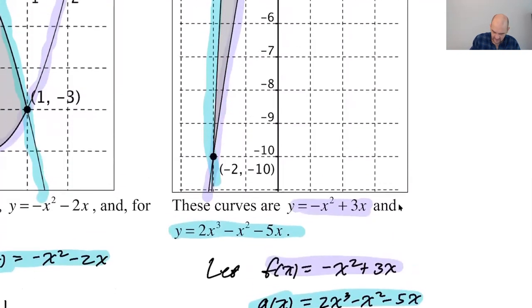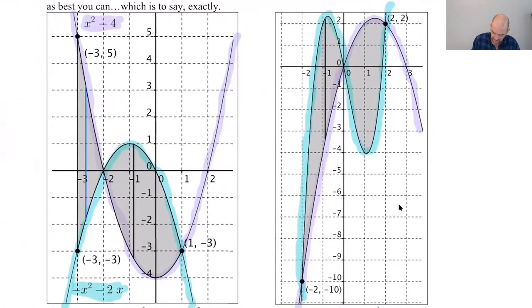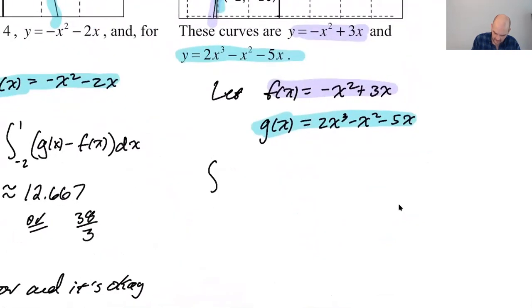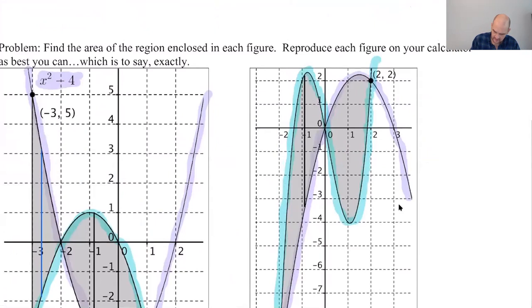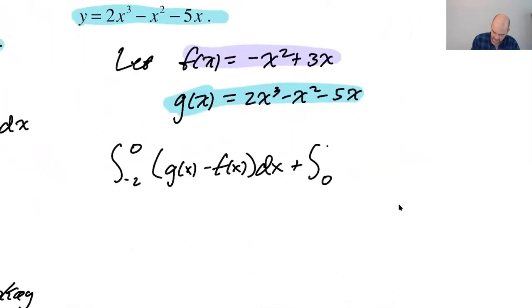All right, from -2 to 0, so on this interval from here to here, blue is on top, purple's on the bottom, so we're going to do the integral from -2 to 0 of blue minus purple, plus from 0 to 2, purple's on top, blue's on the bottom, so purple minus blue. So from 0 to 2 of purple minus blue.